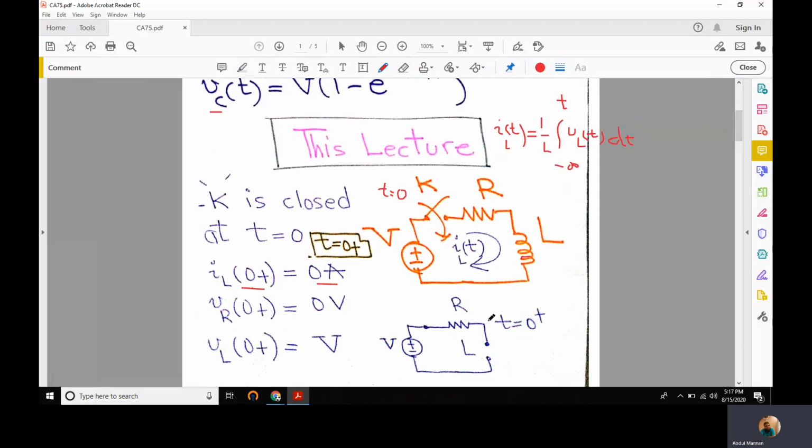the voltage drop across R is 0, because for a voltage drop across R, there must be a current flowing. Only then can we have a voltage drop across the resistor. And then V_L at 0 plus, the voltage drop across the inductor, is the same as the applied voltage.